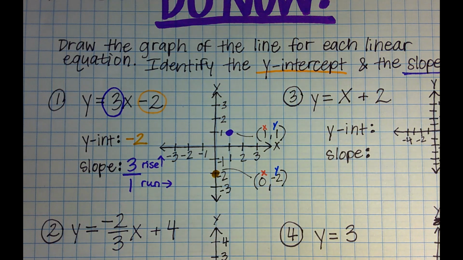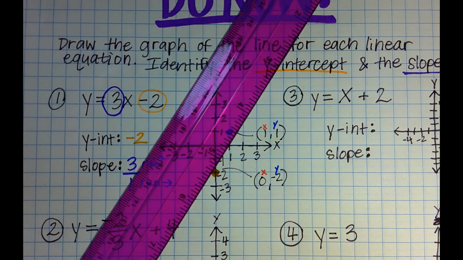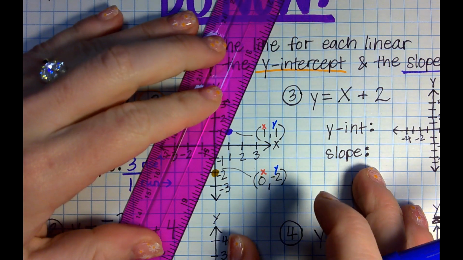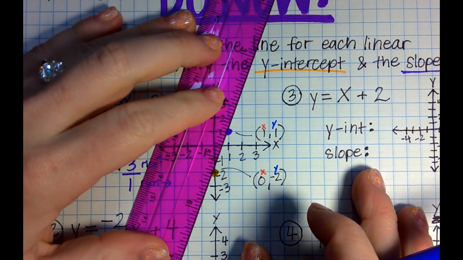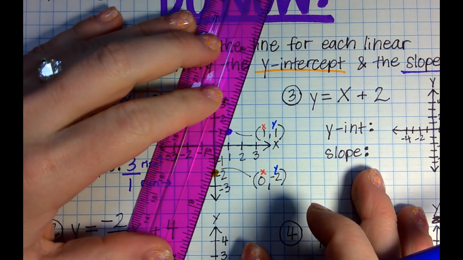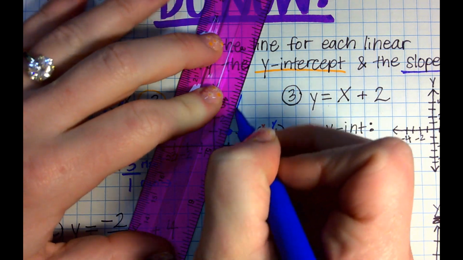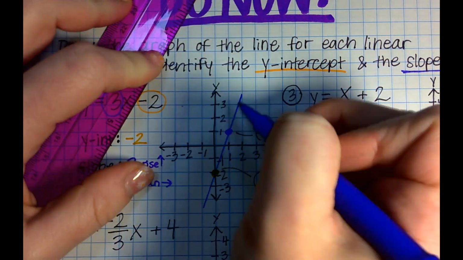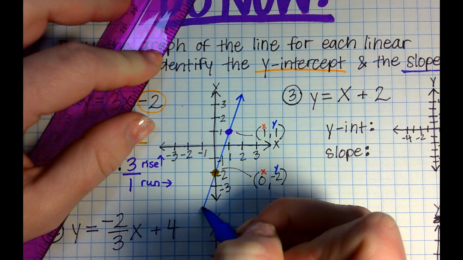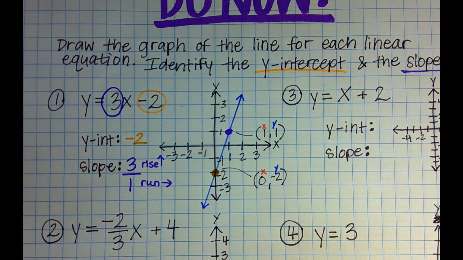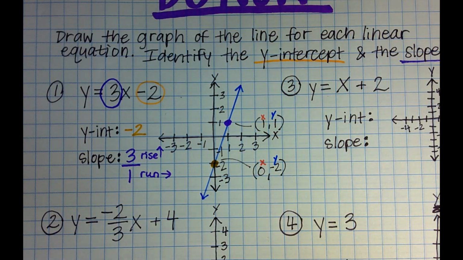Okay, so what is the last thing I need to do? I've got my points. I need to draw my line. So I'm going to get my ruler and line it up with those points. Make sure my line passes through both. And here we go. We'll put some arrows on the ends of that line. Okay, any questions on number 1?